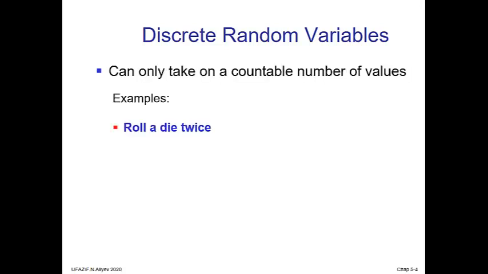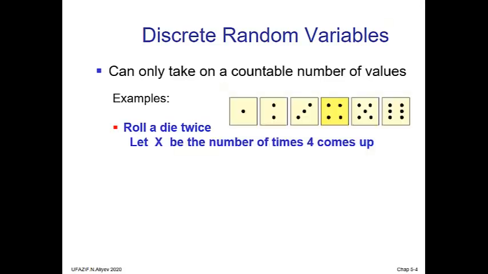Example, suppose that our random experiment is to roll a die twice. Let x be the number of times 4 comes up when we roll a die twice. This is a variable because it will have some values, and this variable is a random variable. Why? Because it came from a random experiment.